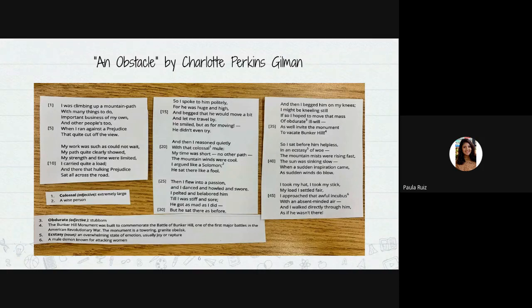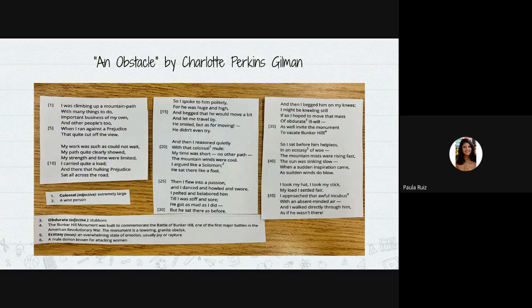I was climbing up a mountain path with many things to do, important business of my own and other people's too, when I ran against a prejudice that quite cut off the view. My work was such as could not wait. My path quite clearly showed my strength and time were limited. I carried quite a load. And there that hulking prejudice sat across all the road. So I spoke to him politely, for he was huge and high, and begged that he would move a bit and let me travel by.